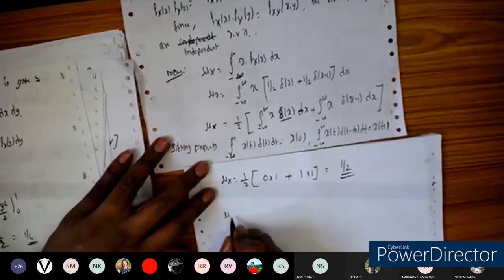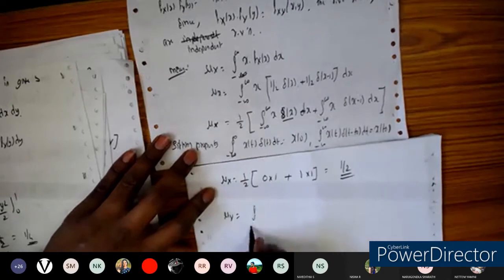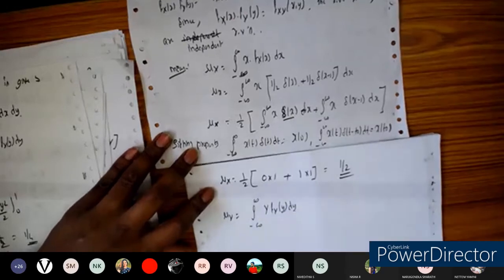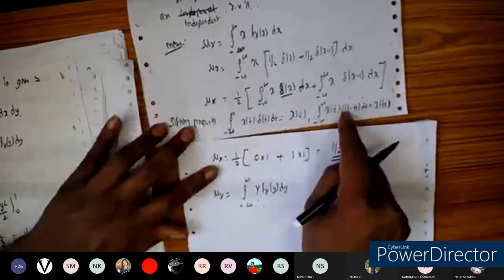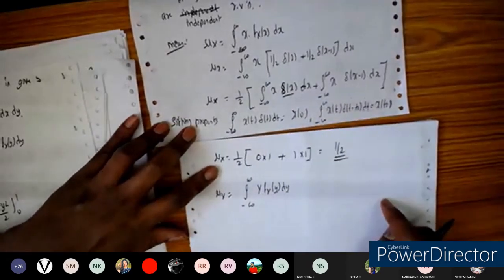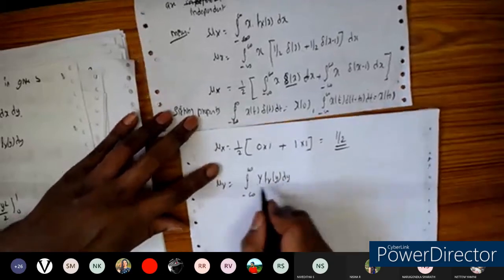Similarly for the mean of the random variable y. If you have any doubts, you can ask me. Any doubts in this one? Okay, so make use of the shifting property. You remember this property, it's very, very important. You're going to apply it in many concepts here.